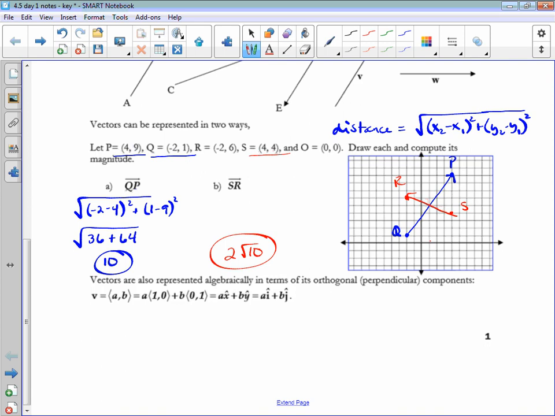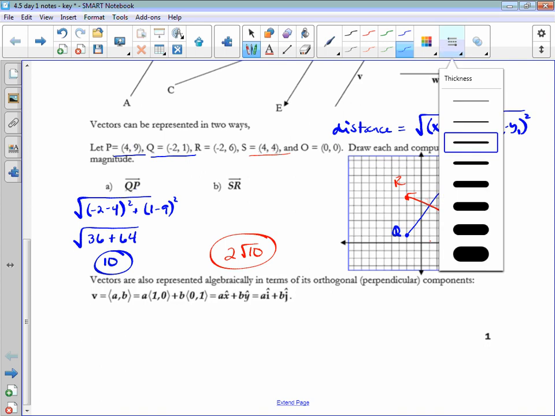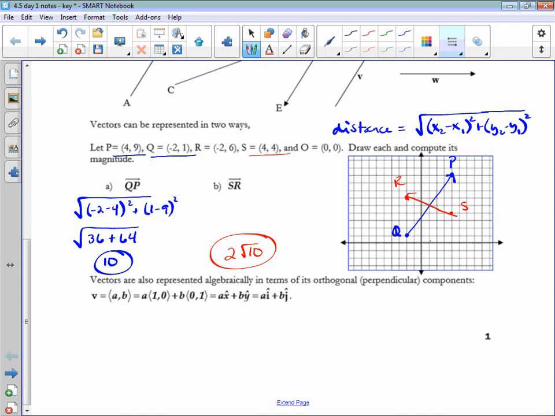All right, so there are other ways to represent vectors. That was representing them graphically. The other way you can represent vectors is algebraically, in terms of its components. So we're going to talk about component form a couple of different ways. This is component form. It's basically the ordered pair, essentially from the origin where it's going.